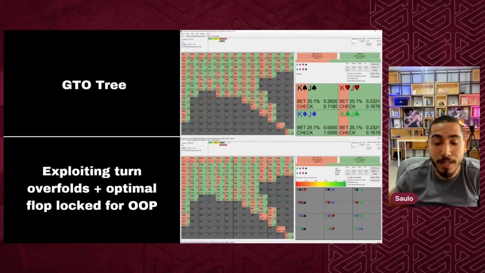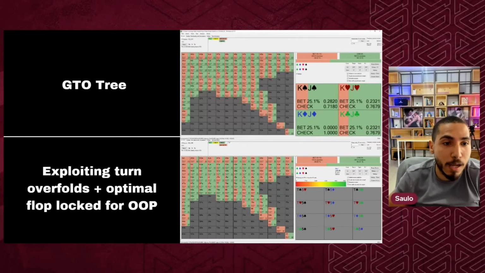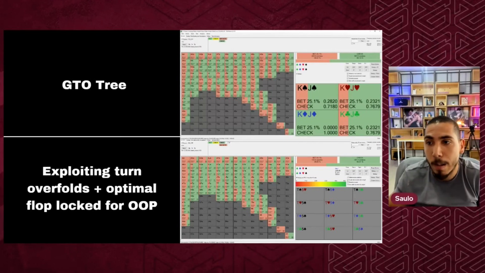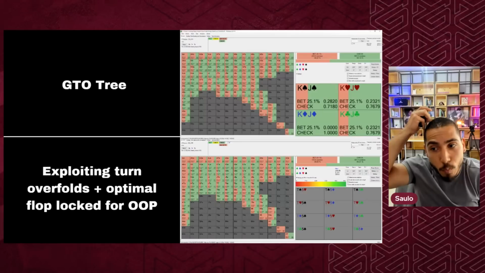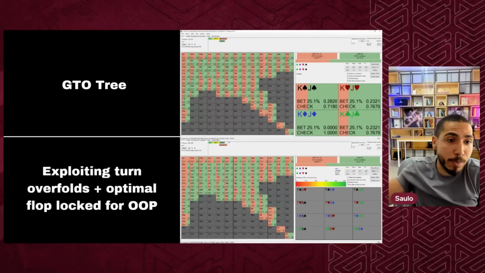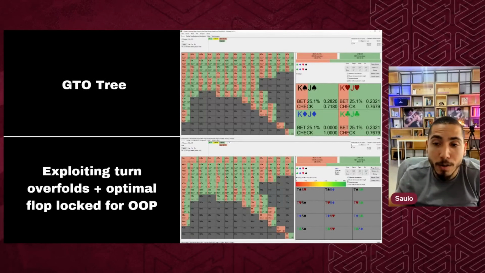So we can see this effect by locking the OOP player to play the optimal flop strategy. Okay, so on the top, you have the GTO tree. That's the optimal flop c-bet strategy for the IP player. On the previous slide, you had Villain, the OOP player, checking back the entire range. And now on the bottom here, you have what happens with the c-bet strategy when you have the OOP player overfolding turn, but you also have the OOP player playing optimally on the flop, which means it's still calling, continuing, raising with the appropriate hands at equilibrium.